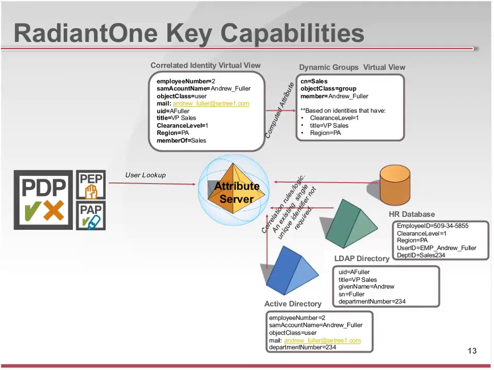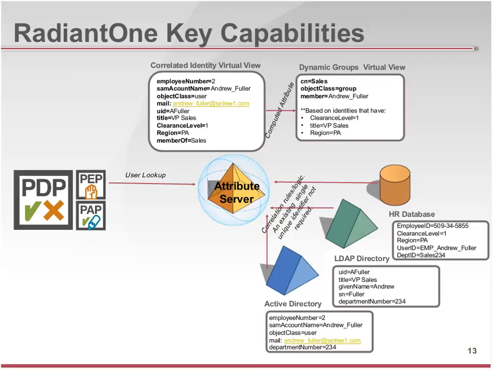Between the LDAP directory and the HR database, we might be using employee number or some number of other attributes. And once we've made that connection, we can create that composite profile that you see in the upper left-hand corner. So we see now that for Andrew Fuller, we know that his title is coming from the LDAP directory. We know that his male attribute is coming from Active Directory, and we know that his department and his region are coming from the HR database.